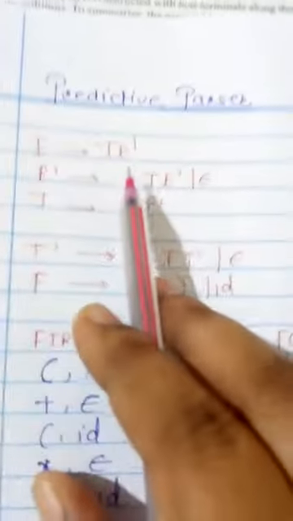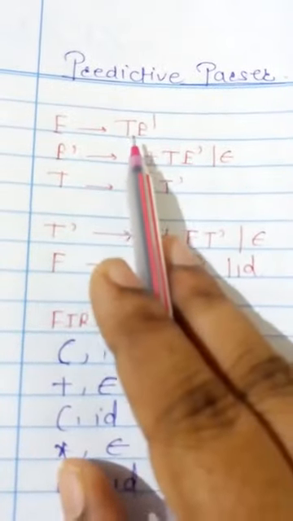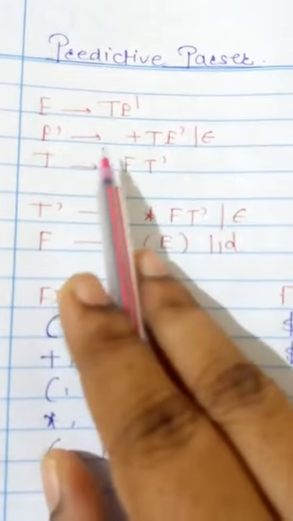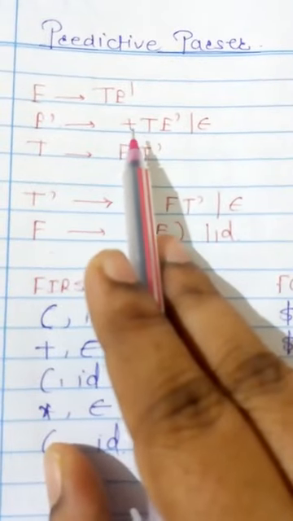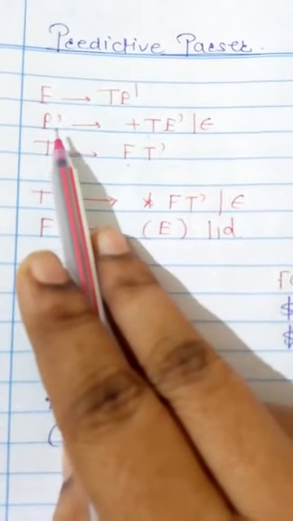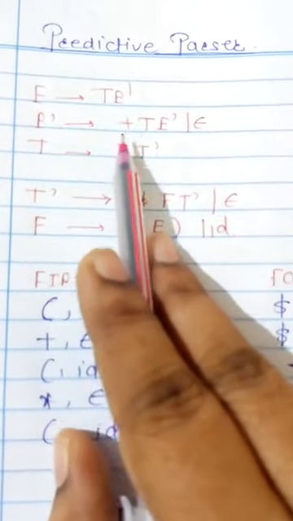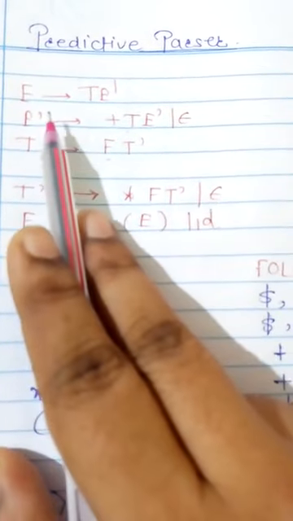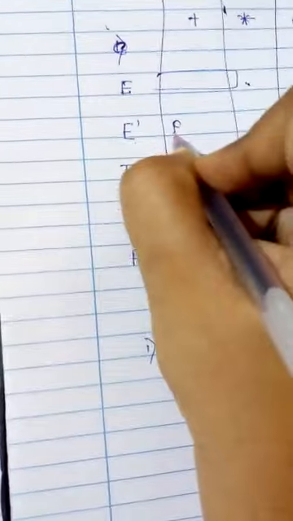Getting it? Now check. In my example, is it a terminal? No. Now E prime gives plus TE dash. Yes, this production rule's right hand side starts with a terminal. So I will directly add this production rule, E prime gives plus TE dash, in the cell value E prime comma plus. So in E prime comma plus, which production rule will come? E prime gives plus TE prime.